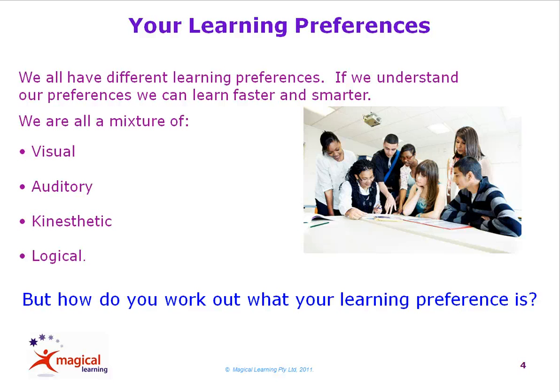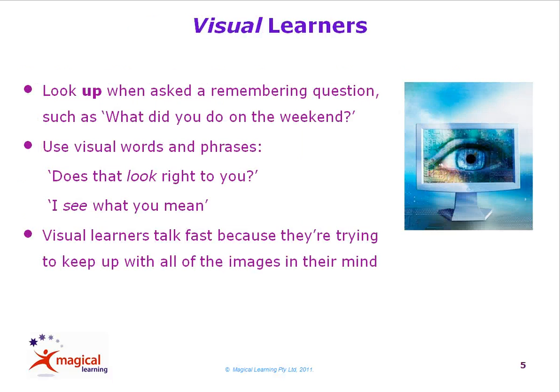There's quite an easy way to work out what your learning preference is. For example, visual learners look up when they are asked a remembering question, such as "What did you do on the weekend?" They will also use visual phrases and words such as "Does that look right to you?" or "I see what you mean." The other thing you'll find with visual learners is they talk really fast because they're trying to keep up with those images that are in their mind.